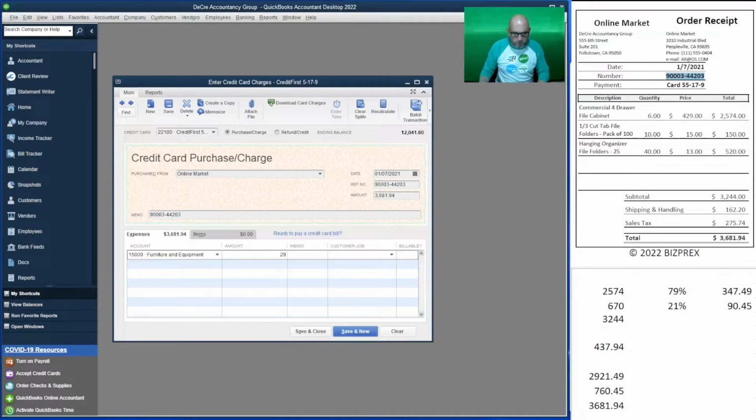Furniture, $2,921.49. So here we have file cabinets. Next is office supplies, right? $760.45. Folders, green hanging folders, those are all supplies. Even though they may last us more than a year, those things get replaced.